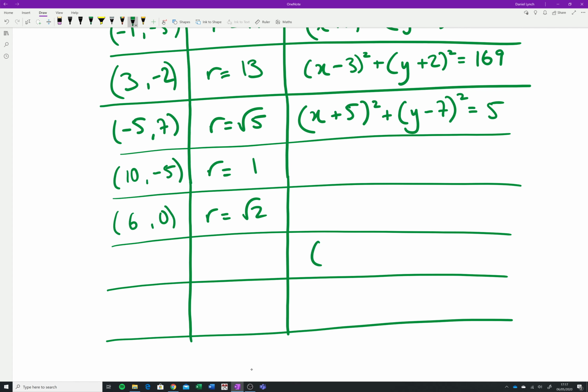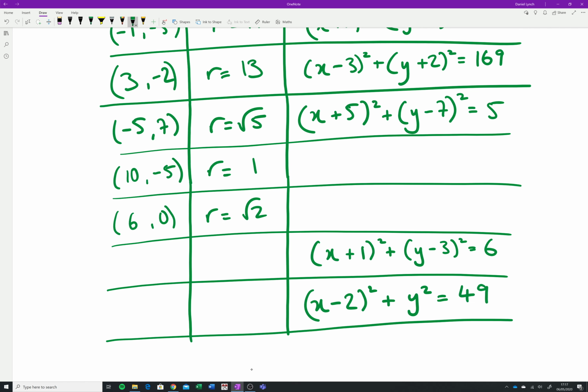We'll now make an equation. We'll say x plus 1 squared added to y minus 3 squared is equal to 6. And we'll say x minus 2 squared plus simply y squared is equal to 49. So give those ones a shot.